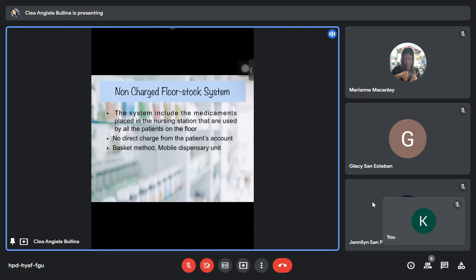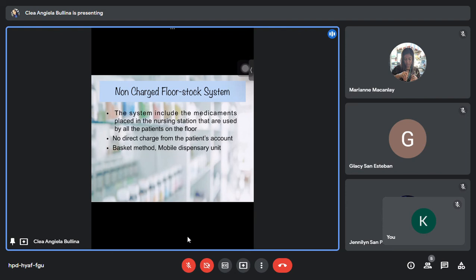Okay. So, let's proceed with the non-charge floor stock system. This system includes the medicaments placed in the nursing station that are used by all the patients on the floor. Basically, parang charge floor stock system lang siya, class. Pero, walang direct charge from the patient's account.